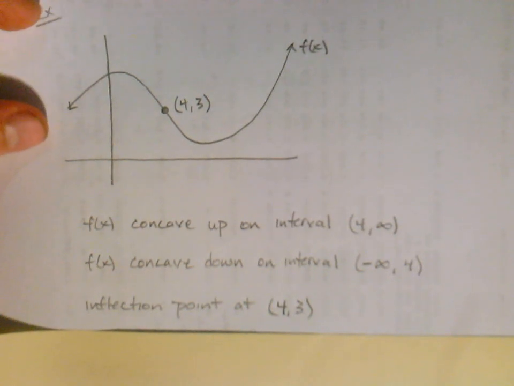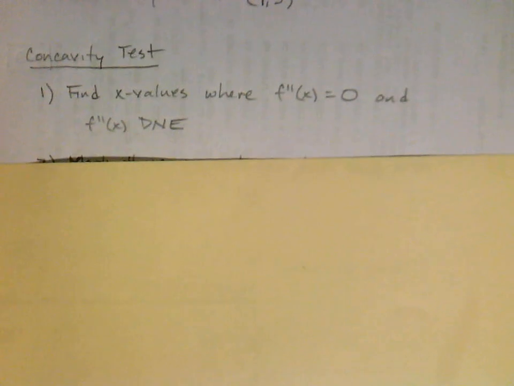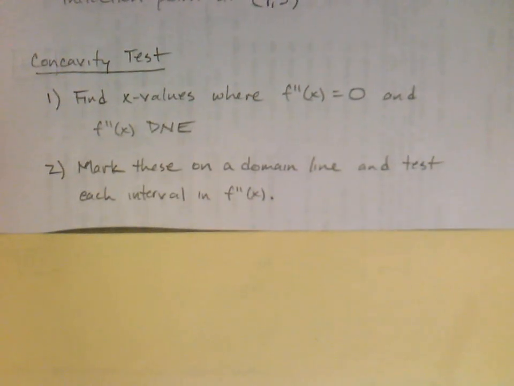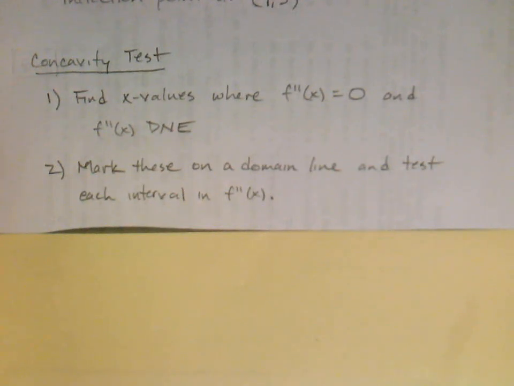Okay, well, I think at this point, oh yeah, we need a test. Oh, I thought we were diving into examples. No, we've got the concavity test, and we probably have a good idea of how this is going to work if you remember the increasing decreasing test. There's 2 steps, and they feel very similar to the increasing decreasing test. We're going to find the x values where the second derivative is 0 and where the second derivative does not exist.